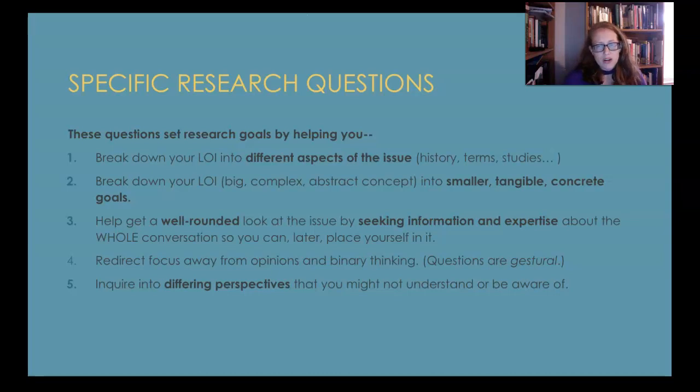Getting away from things that are broad, and thinking about what the concerns of this perspective are, what happened in this event, what this law means. Things you can Google and get specific information about.